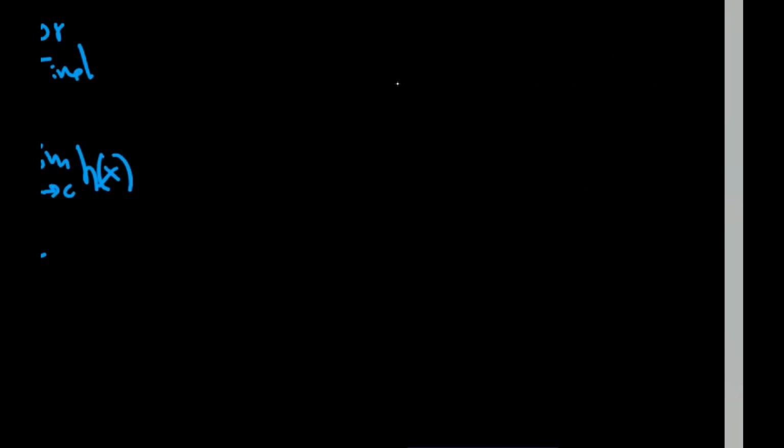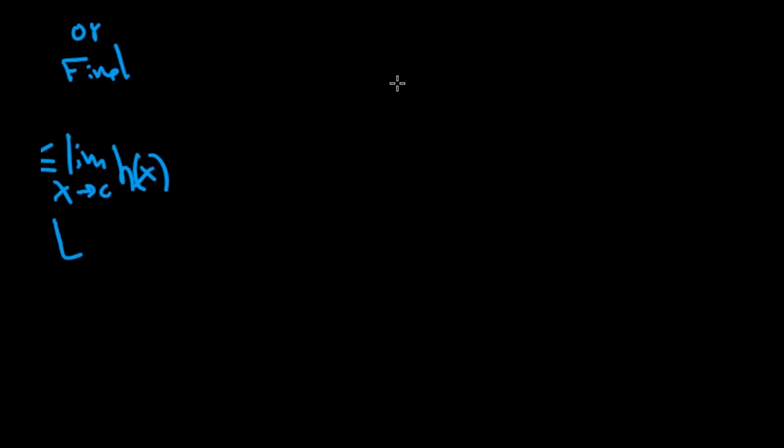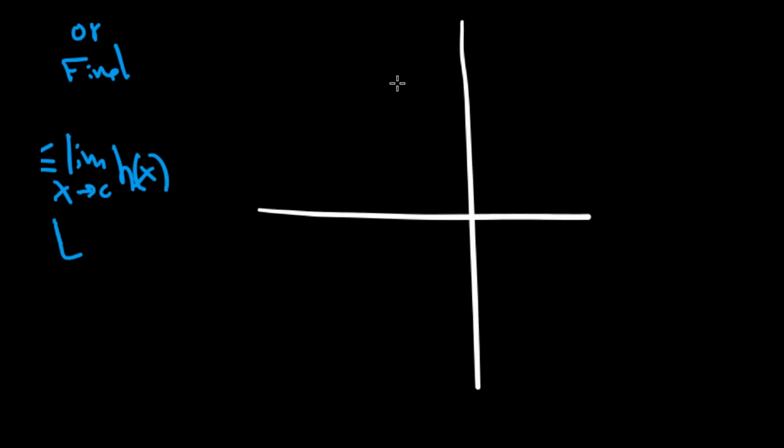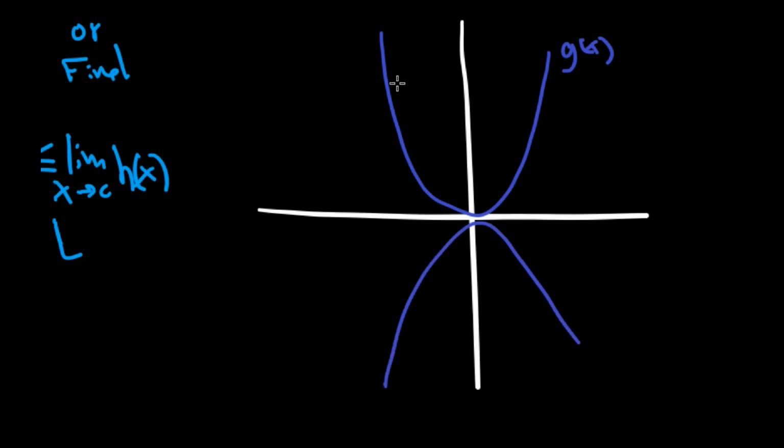Let's take, for instance, a coordinate plane, with our y-axis and our x-axis. And then we have some function. Let's label this function as g of x. And we have another function, let's say this is h of x. And you can kind of see how they're squeezing in on a certain value. They both approach the same y value for their x value.